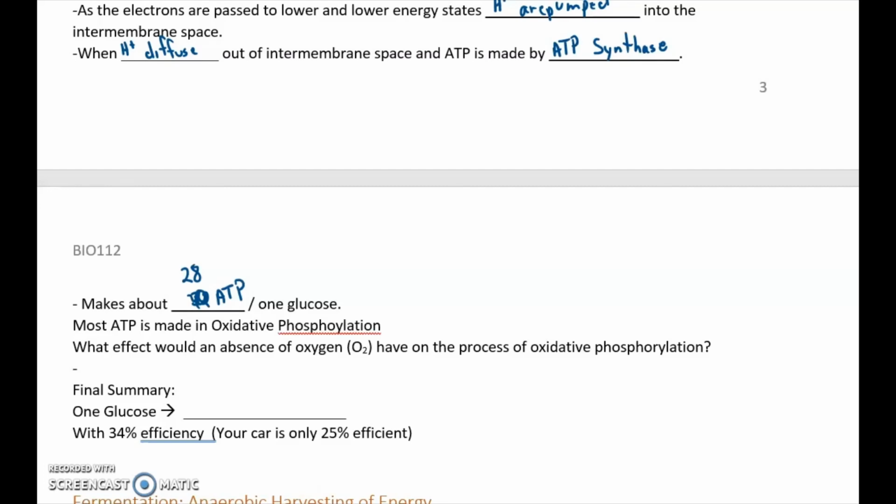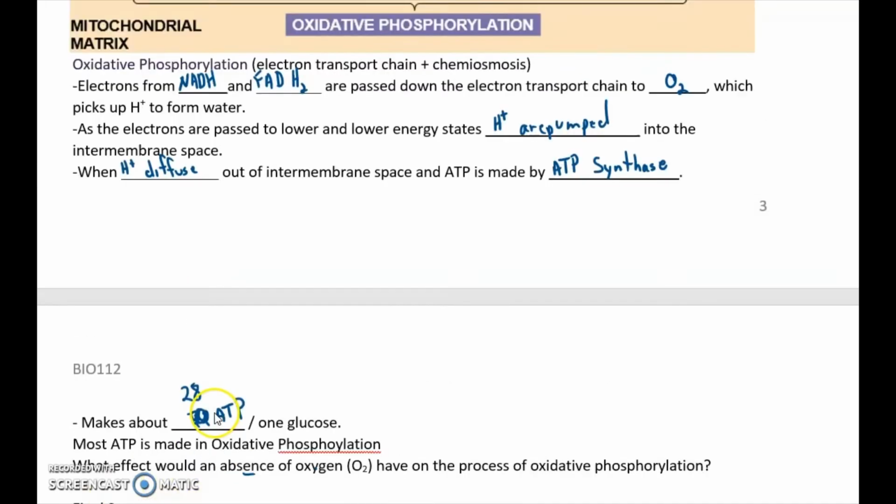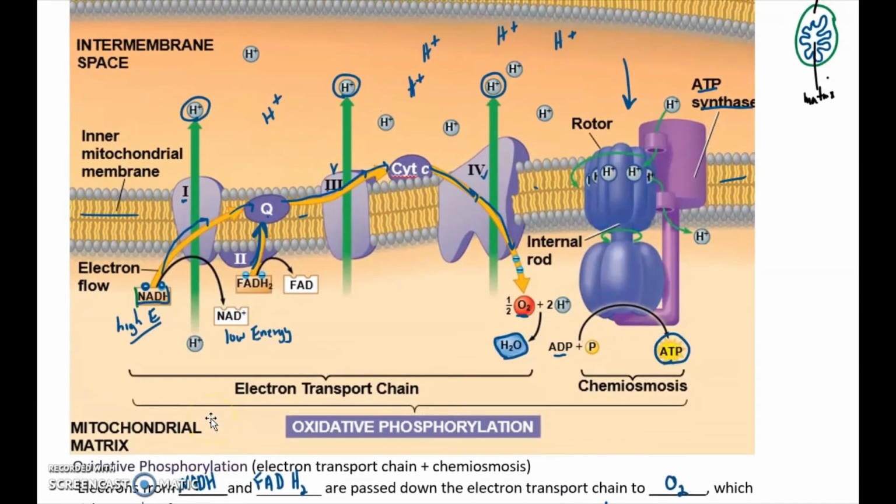But what happens in the absence of oxygen? So if we don't have oxygen, then we can't pass these electrons to anything, and we get blocked right here. And if you can't get rid of these electrons that are here, we won't be able to add any more here. So the whole process gets roadblocked and will not occur. So if you don't have oxygen, you can't have oxidative phosphorylation.